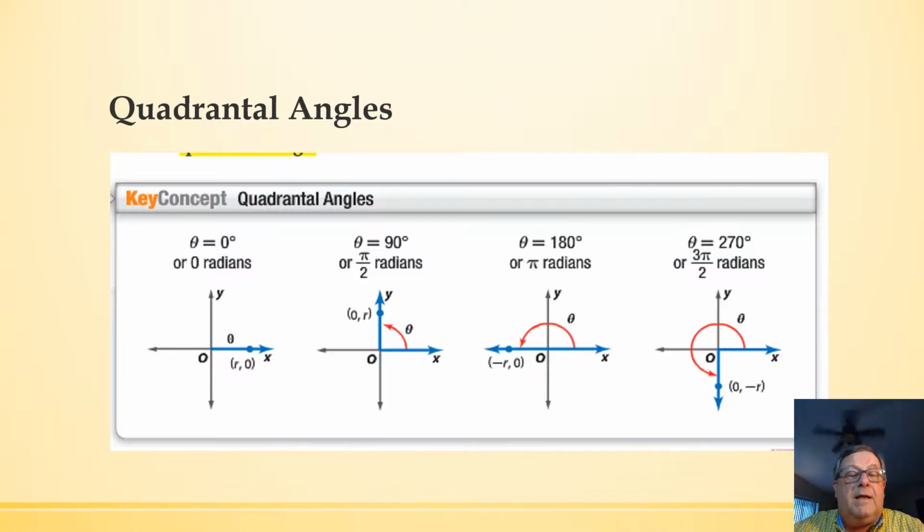And in radians, if the terminal side is on the positive side of the x-axis, that's either going to be 0 radians, or if it comes all the way around, that's 2 pi. At the 90 degree position in radians, that's pi over 2.